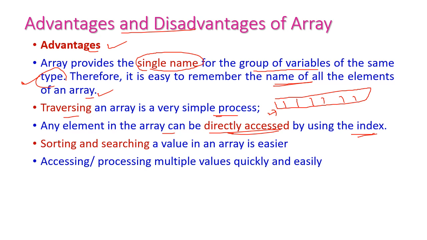And next one is any element in the array can be directly accessed by using the index. Suppose I want to access this element. What is the index of this element? 0, 1, 2, 3. So by using the index value, we can directly access the particular data item. And next one is sorting and searching operation is very easy if we implement array. So by using array, we can easily sort or search the array data items. And accessing or processing multiple values quickly and easily in array. So these are some of the advantages of arrays.